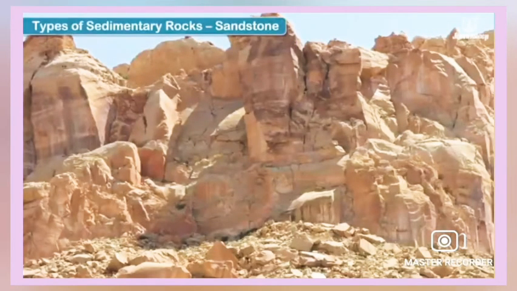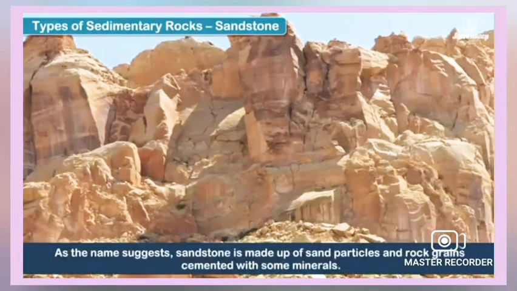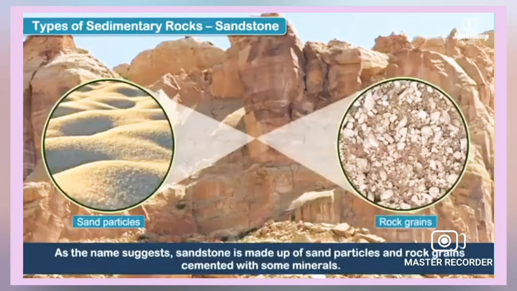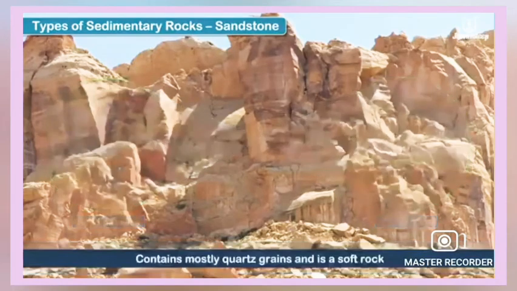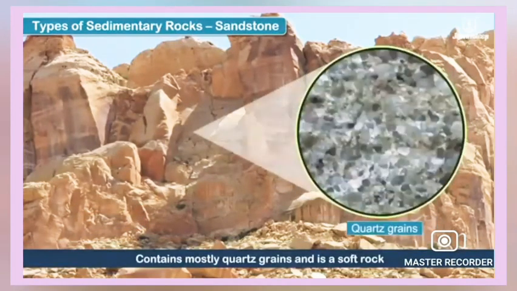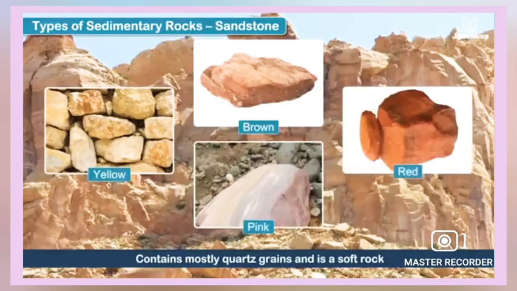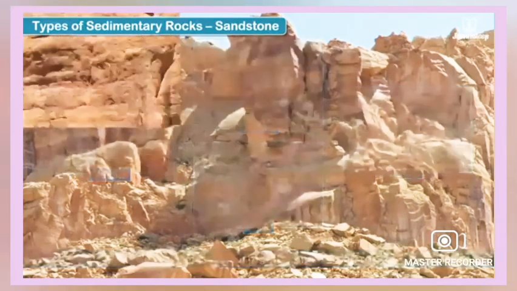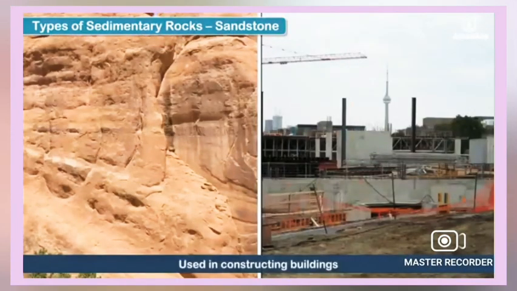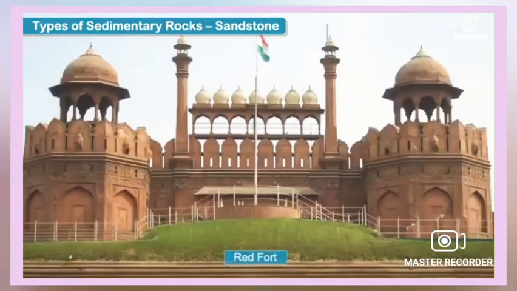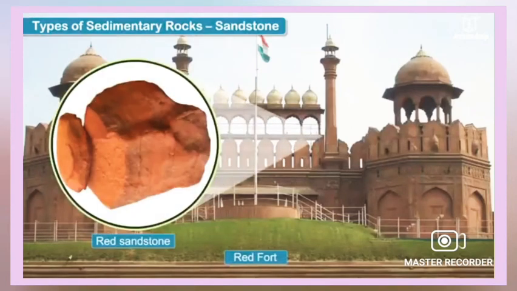Sandstone. As the name suggests, sandstone is made up of sand particles and rock grains cemented with some minerals. It contains mostly quartz grains and is a soft rock, mostly yellow, brown, pink, or red in color. Sandstone is used in constructing buildings. The Red Fort in Delhi is made of red sandstone.